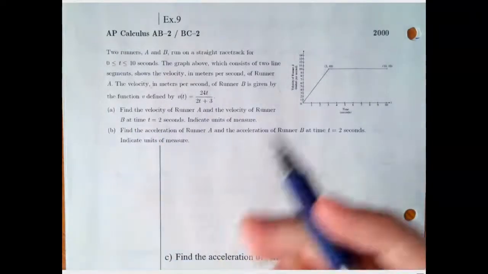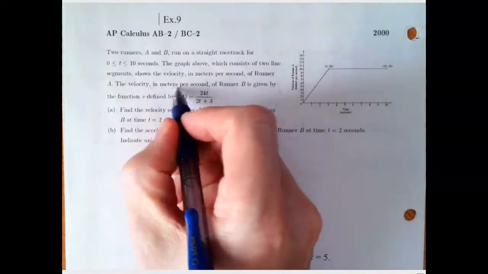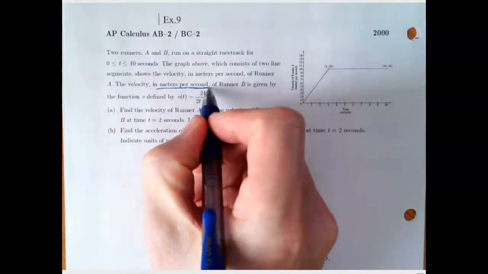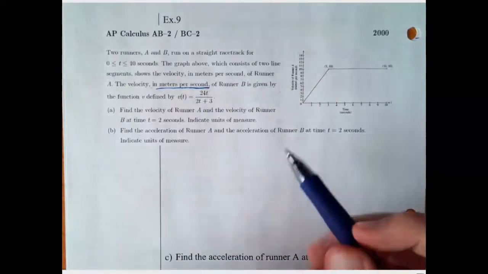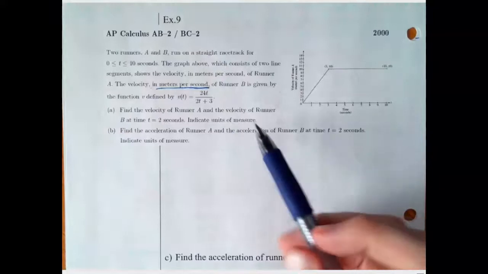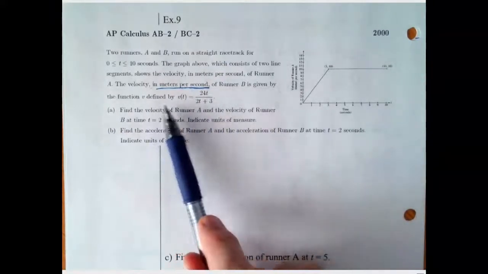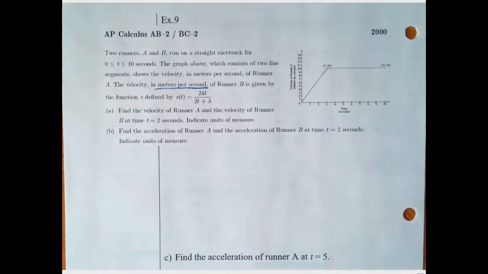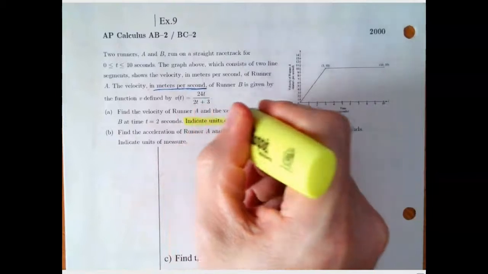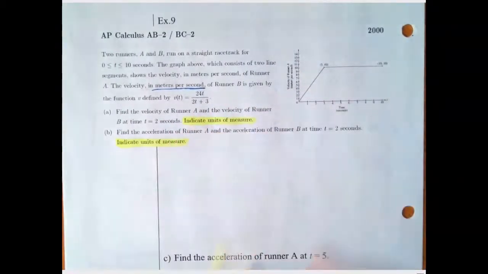As you read the question, you may want to take notes or underline or highlight certain things in the question so that you can find them quickly as you move back. So meters per second, and then here it says indicate units of measure, so that's something I've pointed out before. That means they're going to give points for that. That means you absolutely want to make sure you keep track of that.